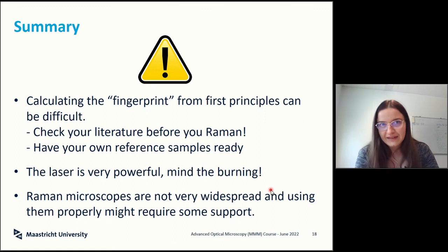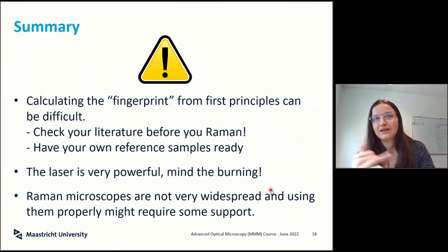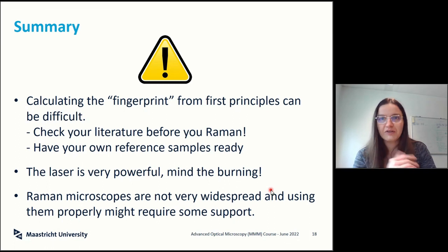And a thing that you might already be aware of, since you might have never seen a Raman microscope before, is that they are not widespread, so you might actually need a bit of support, and it might be worth checking with your chemistry departments, or if you have any industrial partner that you know works in materials or chemistry or surfaces, because they might have a Raman microscope and they might have someone willing to support you in learning how to use this microscope.